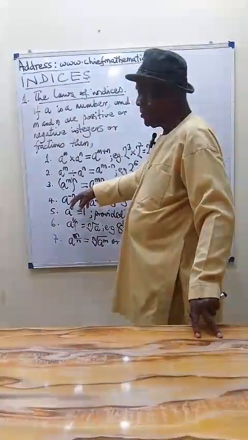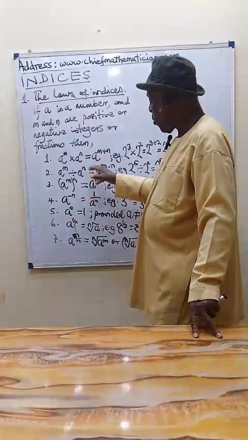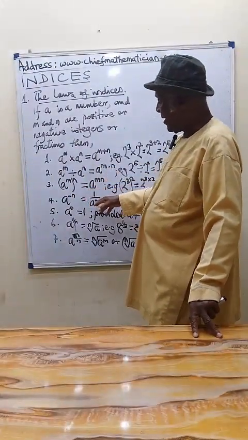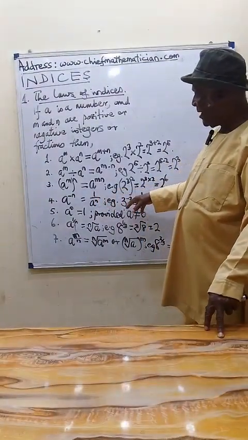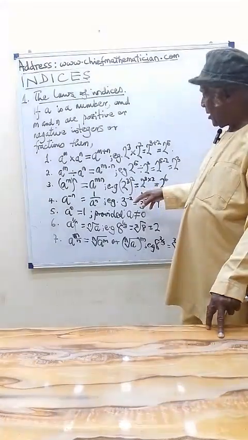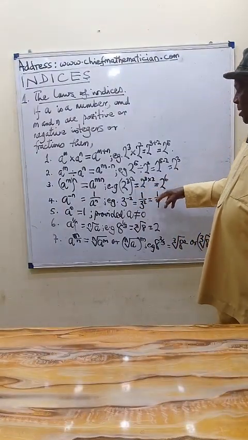Number 4, A raised to the power minus N is equal to 1 over A raised to the power N. Example, 3 raised to the power minus 2 is equal to 1 over 3 raised to the power 2, which is equal to 1 over 9.